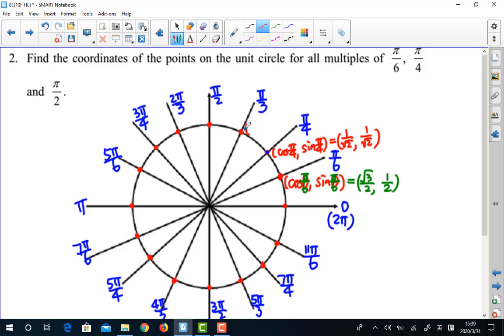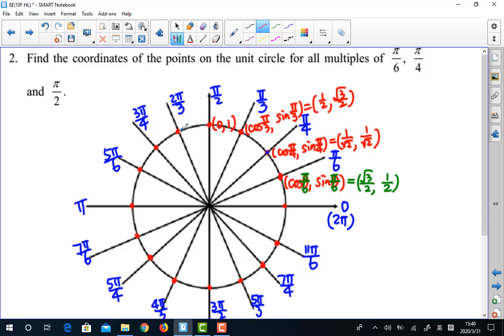Let's find the coordinates of this point on the terminal arm of pi over 3. So these coordinates should be cosine pi over 3, sine pi over 3. Cosine pi over 3 is 1/2. Sine pi over 3 is root 3 over 2. So they are the coordinates of this point for pi over 3. And the coordinates of this point on pi over 2 should be 0, 1.